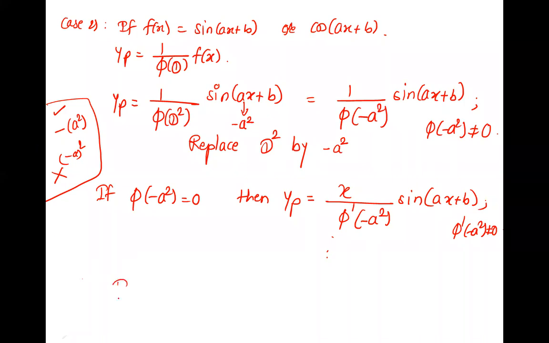Okay, the same formula is for cos ax plus b also. Just here, sine will be replaced by cos everywhere. Sine will be cos, that's it. Exactly the similar process we are doing.